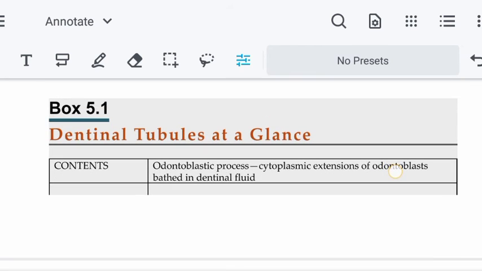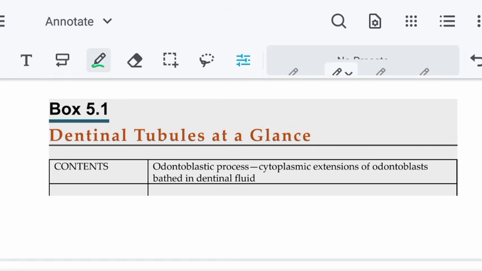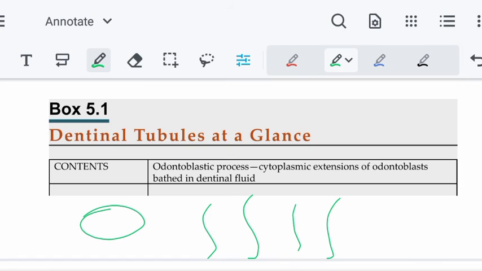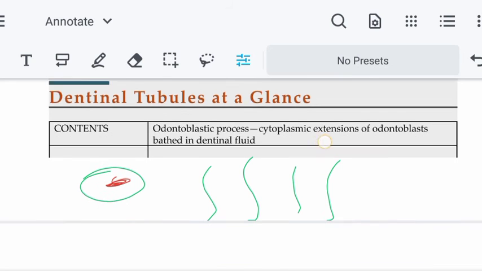So, dentinal tubules at a glance. Look here, just focus. Contents: dentinal tubules, I told you before, are S-shaped. Inside these S-shaped dentinal tubules, there are odontoblastic processes present. This is the dentinal tubule cross section, and this is the odontoblastic process inside it, which is emerging from the odontoblastic cells present at the pulpal surface, right? These odontoblastic processes are cytoplasmic extensions of odontoblasts bathed in dentinal fluid, right?